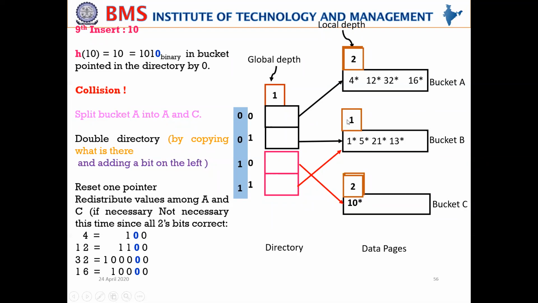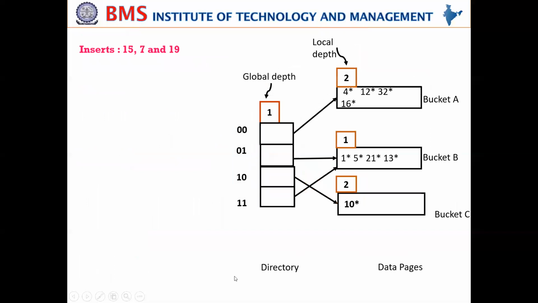It remains the same because it was only using 1 digit. Now I need to change the global depth. Global depth should be the max of your local depths, so I need to change this to 2. Global depth also becomes 2. Correct. So now, let me consider similarly, I want to insert 15, 7 and 9 into this particular tree.